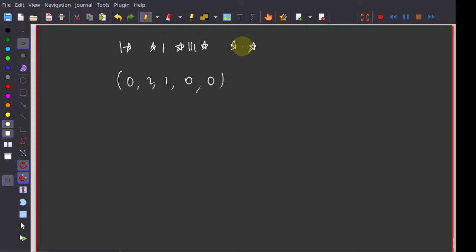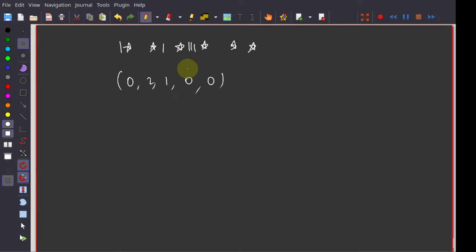Okay. So every configuration of stars and bars with r stars and m bars gives me a solution to this particular problem. Similarly, every solution to this problem gives me a configuration of stars and bars. Okay. Fine.